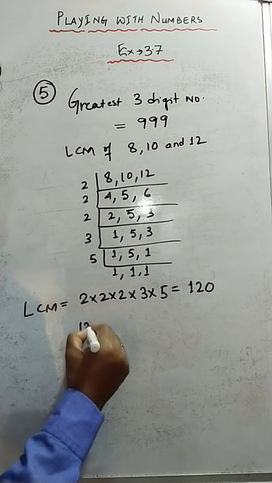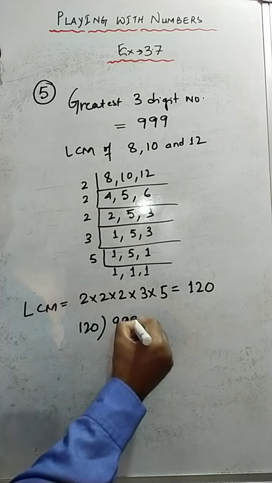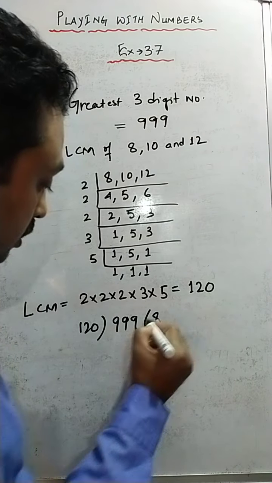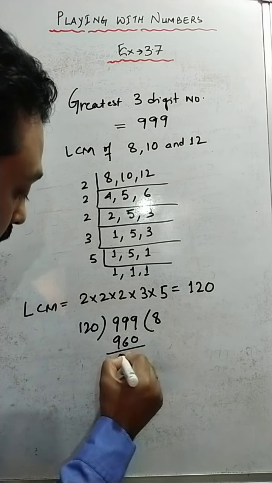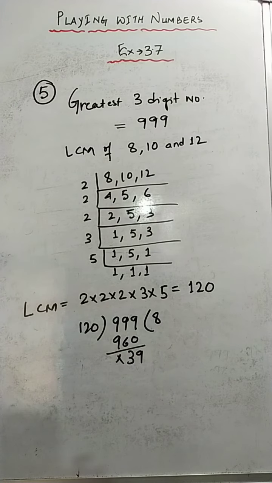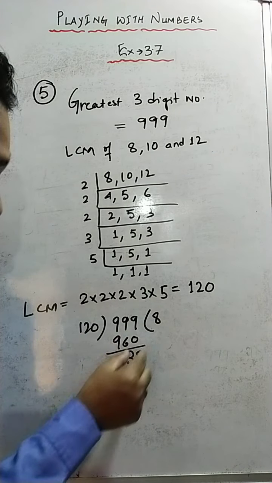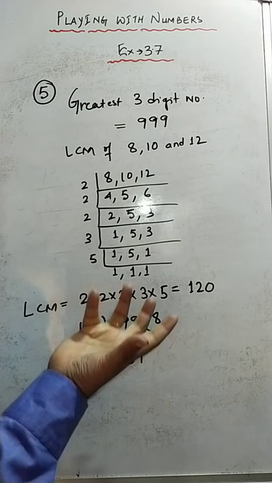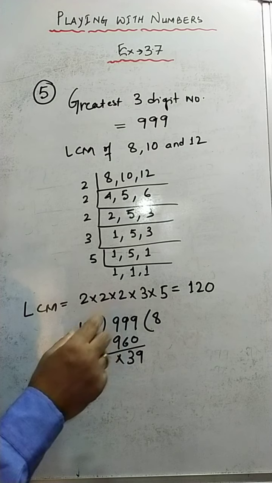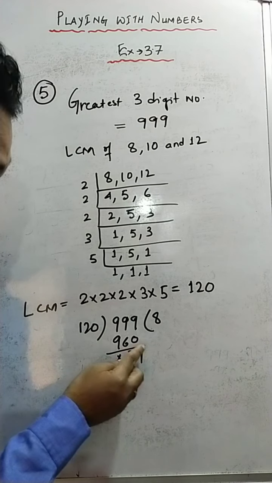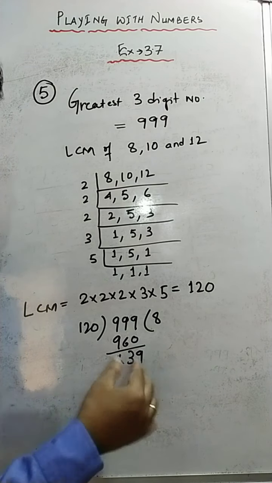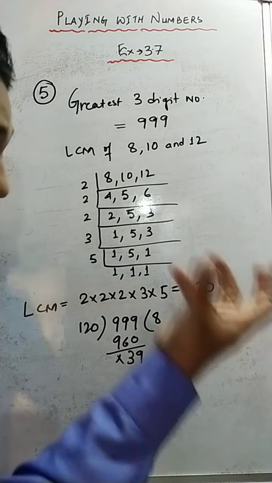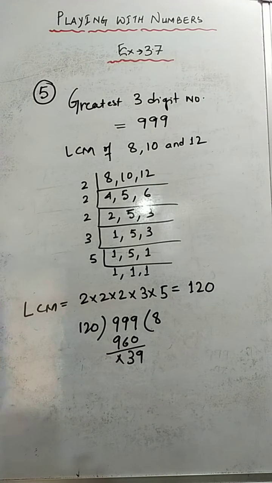So the next step is we'll divide 999 by 120. So straight away you can divide it by 8 because 12 8s are 96. So your remainder will come what? 39. So as you see, 999 is not exactly divisible by 120. So what should we do so that we can get that 3-digit number that is exactly divisible by 120? Now just look at the remainder. This is an extra number, isn't it? If we subtract this extra number from this, the number that we get will be exactly divisible by 120, isn't it? So let's do that.